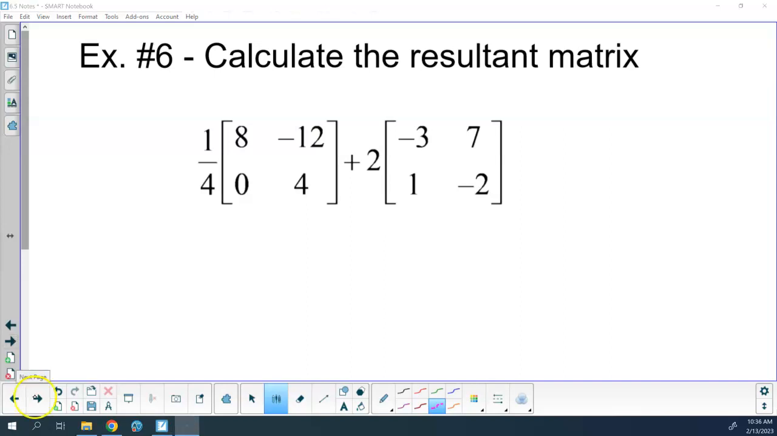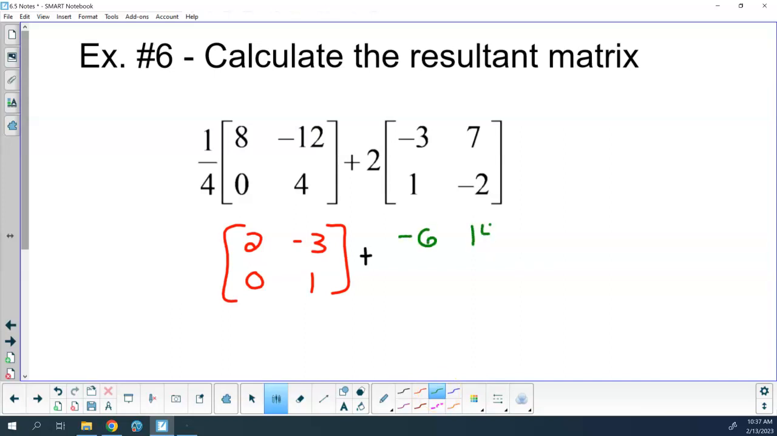Go for it. So if I multiply in by 1/4, 8 times 1/4 is 2. -12 times 1/4 is -3. 0 times 1/4 is 0. 4 times 1/4 is 1. Still going to have addition. If I multiply the second matrix by 2, then I would have -6, 14, 2, and -4. And now I can add those two together.